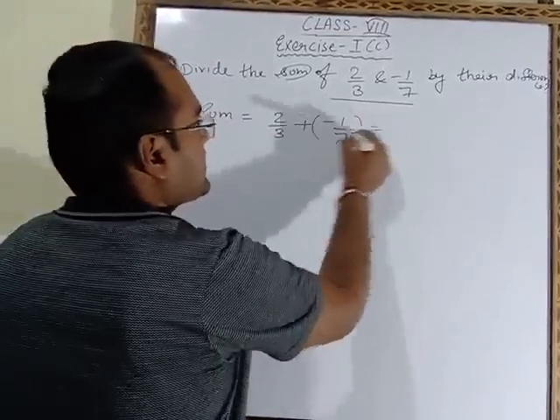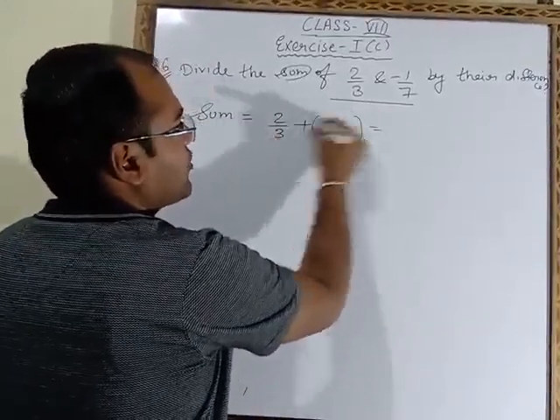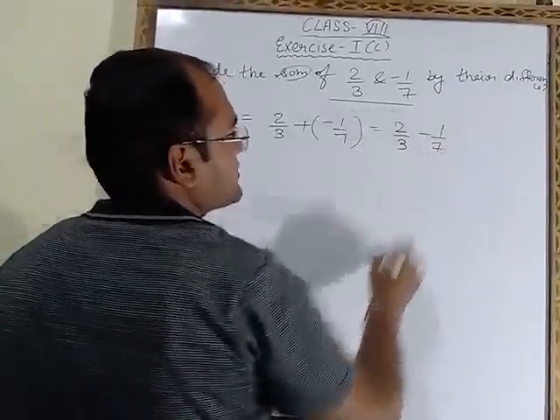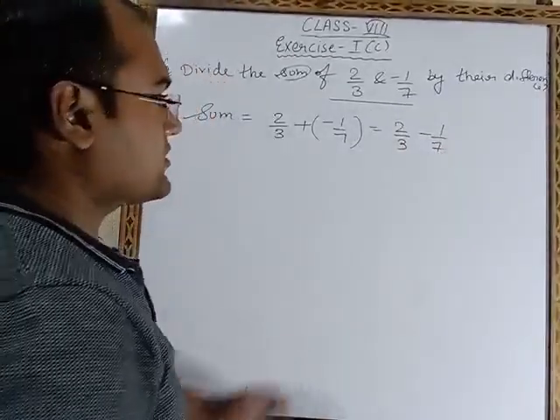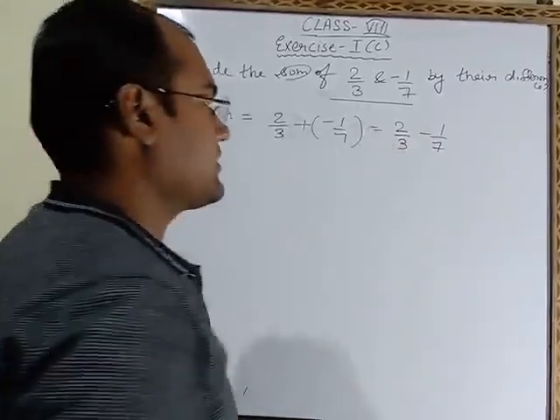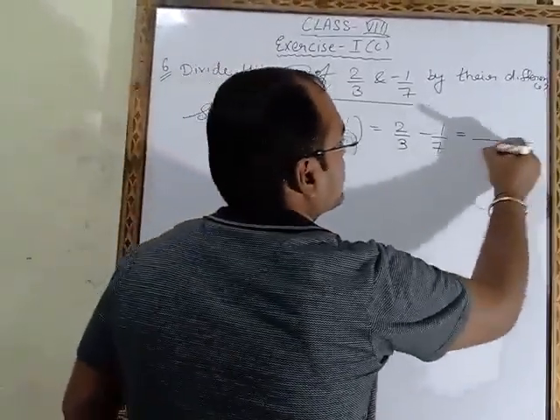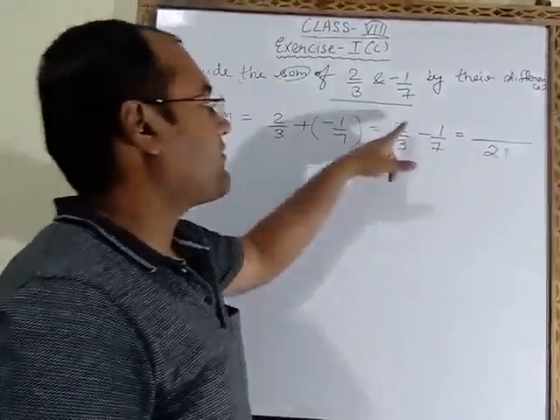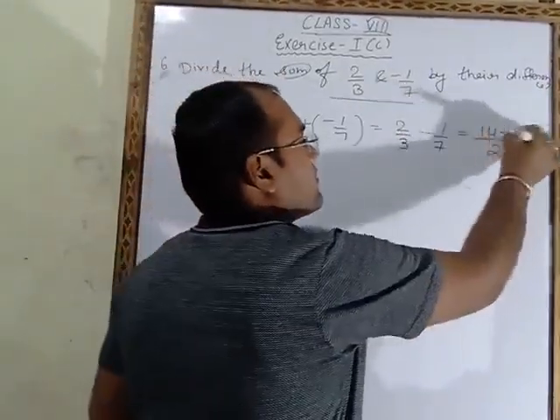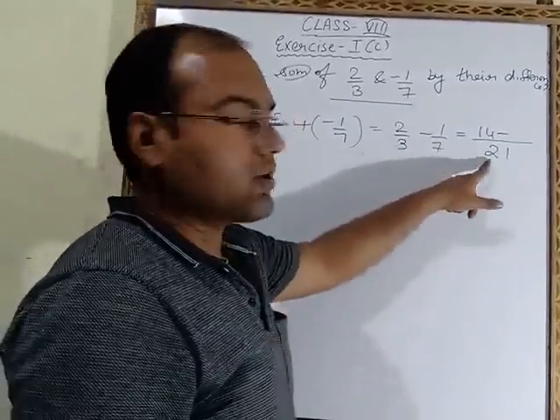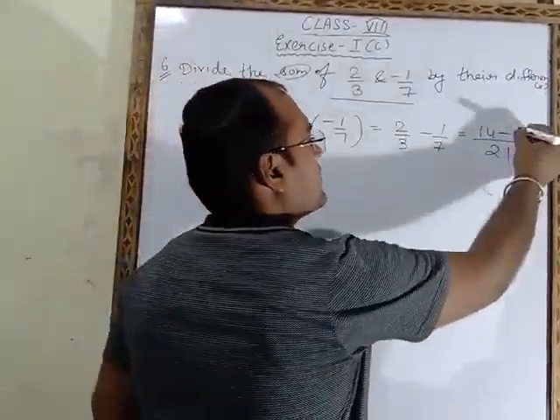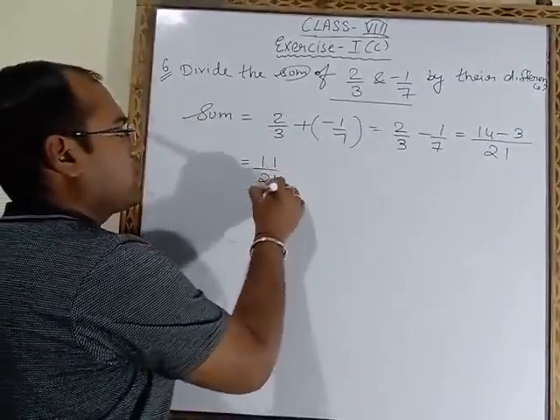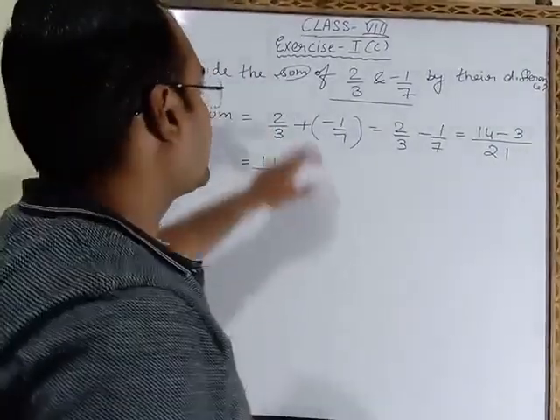Now next step. This bracket we will remove. 2 upon 3 plus and minus will become minus 1 upon 7. Now next step is we will take the LCM of 7 and 3. LCM of 7 and 3 will be 21. Now 3 7s are 21. 7 into 2 will be 14, minus 7 3s are 21, 3 into 1 will be 3. Now 14 minus 3, 11 upon 21 is the sum.